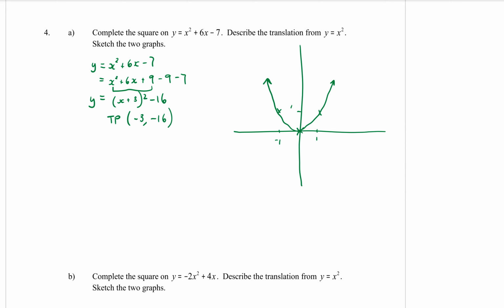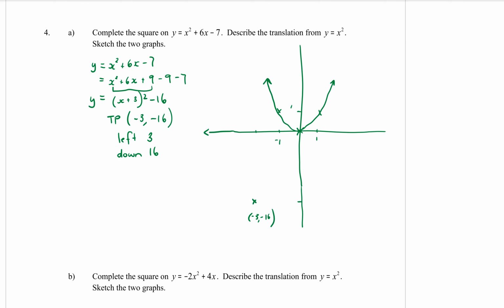To describe the translation, like the question asks me to do, that means that my parabola has been moved left, because it's gone to the negative side, left 3 spaces, and it's gone down to negative 16, which means it's down 16 places. So on my Cartesian plane over here, I'm going to have a vertex at negative 3, negative 16, which I'm going to put down here.